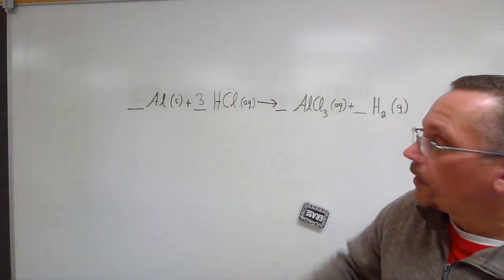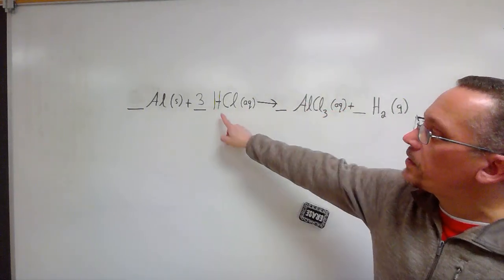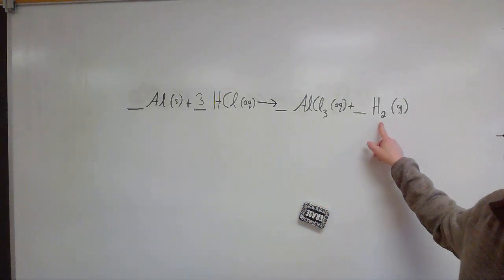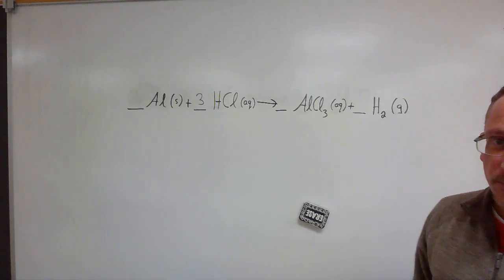Let's up that to 3. Now I have 3 chlorines and 3 chlorines, and that works out. But what does that do to my hydrogens? Here now I have 3 hydrogens, and over here I have 2 hydrogens. So how do I make them the same, right?